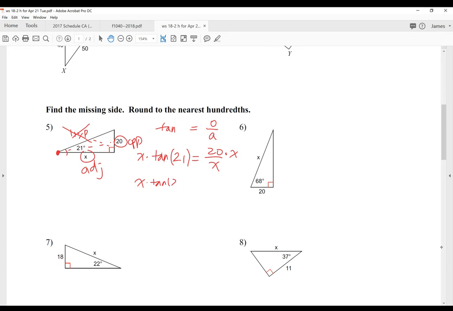So you get rid of the fraction by multiplying by x. x starts out in the bottom, so we cannot solve for x when it's like 1 over x. So we'll multiply by x, so x is on the left side now. Then I need to get rid of tangent 21 to solve for x, so divide by tangent of 21 on left and right. So x by itself is equal to 20 divided by tangent of 21, which happens to be 52.10. So that's our review from last week.